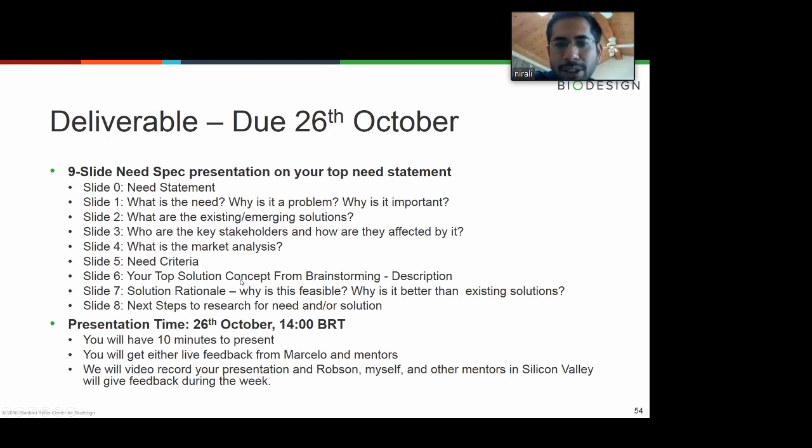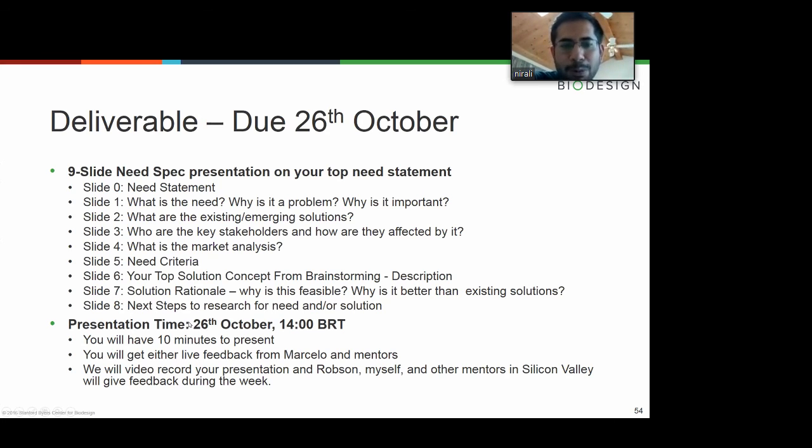And then we want to see your top solution concept from brainstorming. So this doesn't have to be anything developed, just the concept. What you guys are going to have brainstorming next, and we're going to have you practice, and hopefully you'll do more brainstorms over the next 2 weeks. But we're going to want you guys to think about your top solution concept from brainstorming. Just a description of the concept, maybe a drawing, a diagram, whatever the concept may be, however best way to present that. And then we want to see some rationale. Why did you pick this as your top solution? Why would it be better than existing solutions?